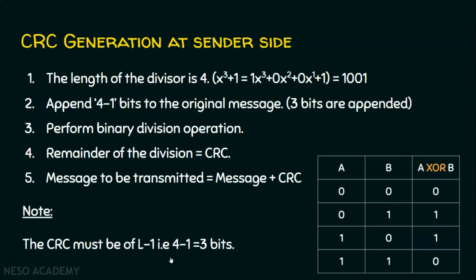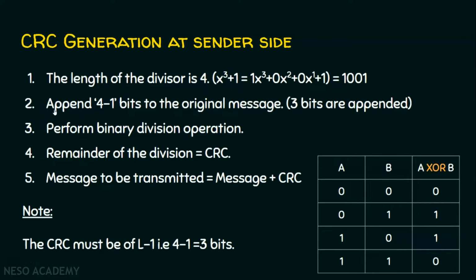Let's solve the problem. In the given question, the length of the divisor is 4. How did we get 4? Because the divisor is given in the polynomial expression. When we convert this polynomial expression, x cube means 1x cube, and there is no x square and x, so I am putting 0x square and 0x power 1, and we have a constant here, so I am putting this constant. Now when we take 1, 0, 0, 1, that is the divisor. So we know the divisor is 1001, and the length of the divisor is 1, 2, 3, 4 bits. So the length of the divisor is 4.